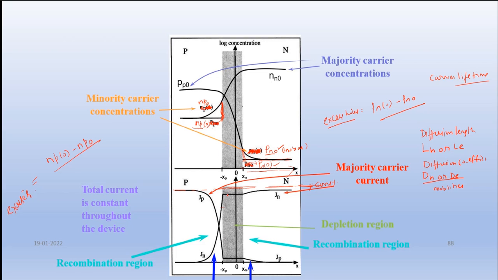So that thing only you have to understand, that the excess charge carriers which are diffusing into this region, once they move away from the junction, they will get recombined and they will get destroyed, right? Is it clear?